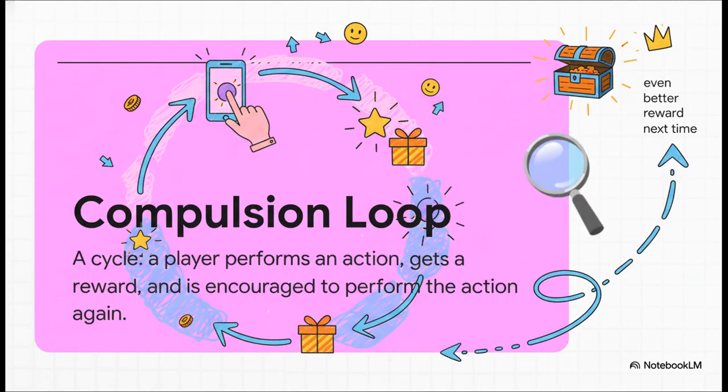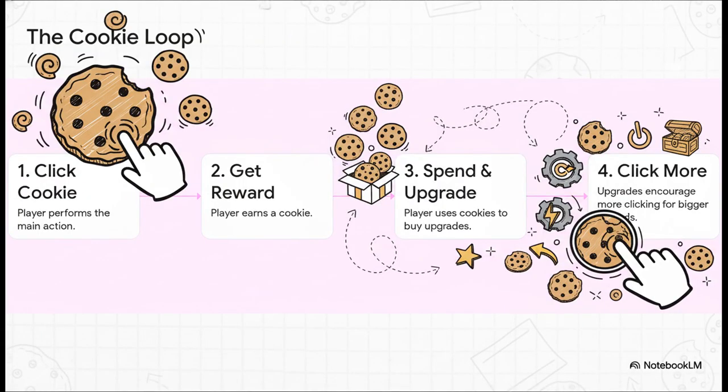And this brings us to the key psychological engine that's making this whole thing run. It's something designers call the compulsion loop. To put it simply, it's a cycle where you do something, you get a reward for it, and that reward immediately makes you want to do the action again, usually because you're promised an even better reward next time. And as you can probably guess, this is a textbook example of how the cookie game works.